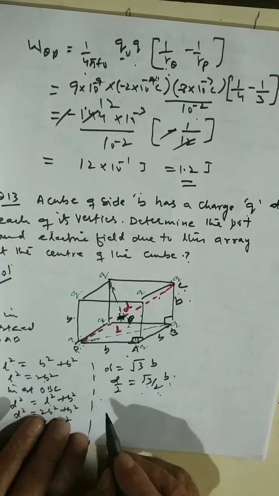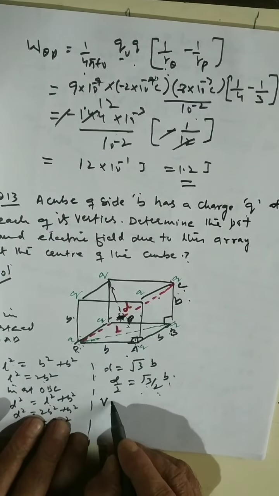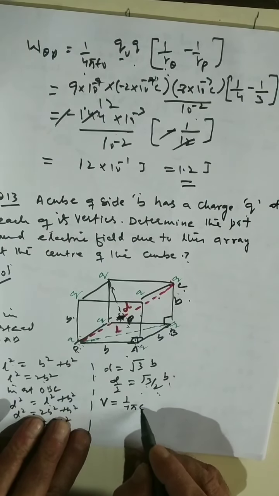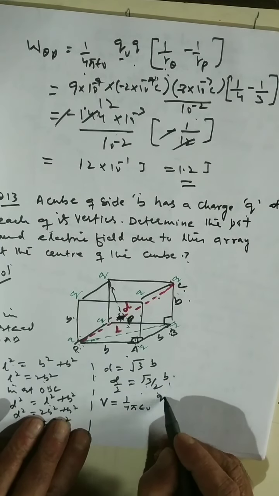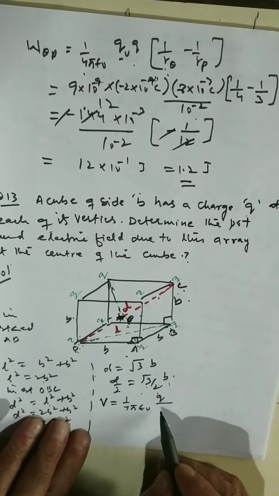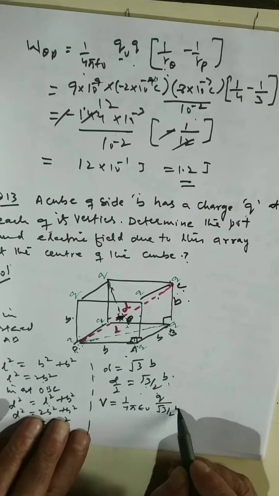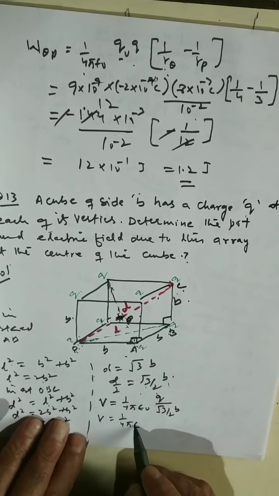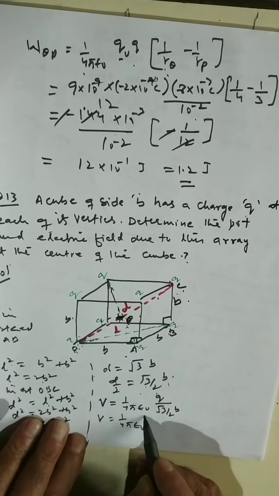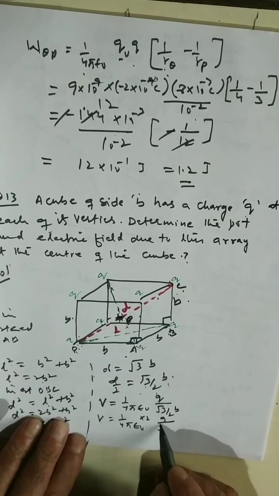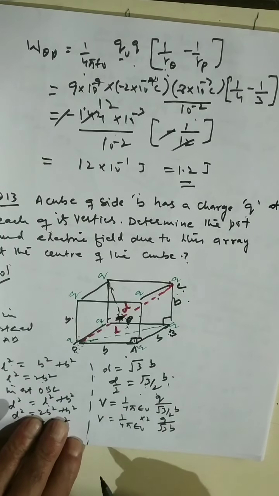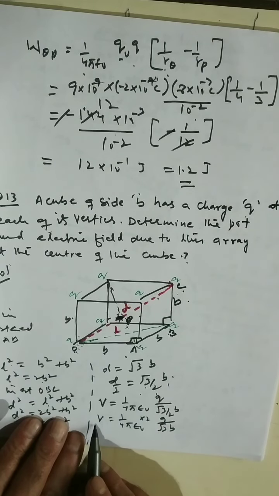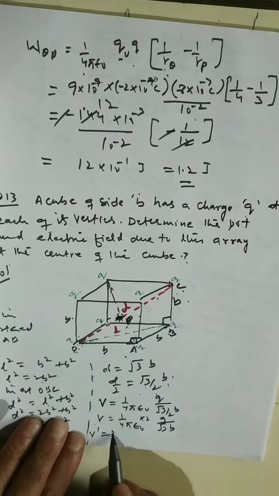Therefore, the potential of one charge, let us say V, is 1 by 4 pi epsilon 0 Q by R. What is R? R is root 3 by 2 b, which comes out to be 1 by 4 pi epsilon 0, 2 goes up, into 2Q by root 3 b. Since there are 8 charges in total, the total potential will be, let us say V dash, which will be 8V.